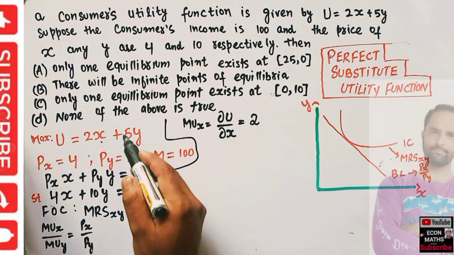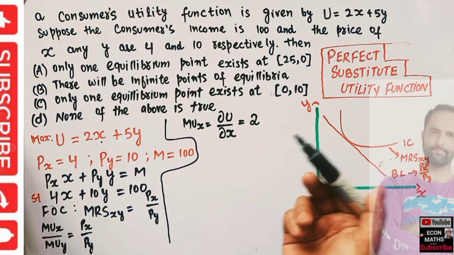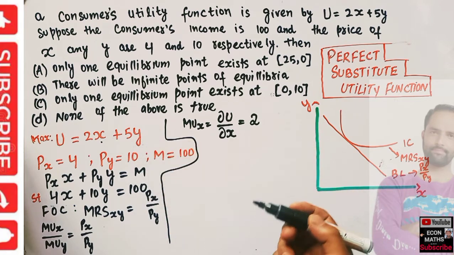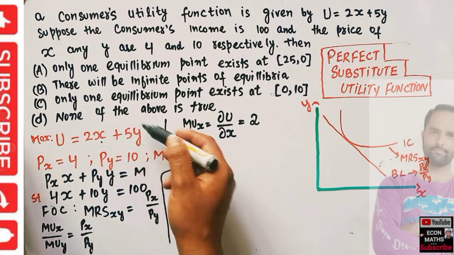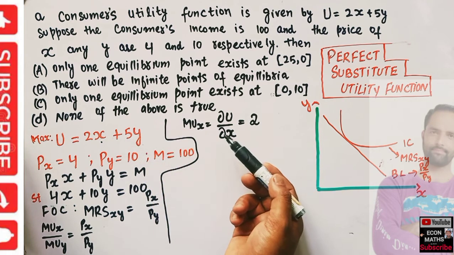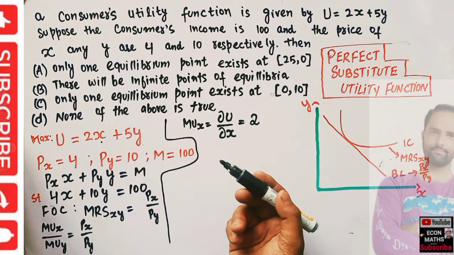Marginal utility of good X means we take the partial derivative of our utility function with respect to X. The derivative of 2x is 2, so we are left with 2. Since no X is involved in the second term, its derivative will obviously be 0, because it is treated as a constant when we take the derivative with respect to x. The derivative of a constant is obviously 0.